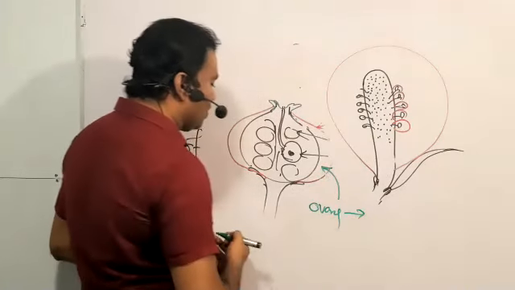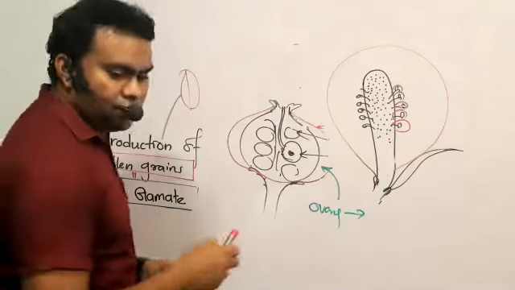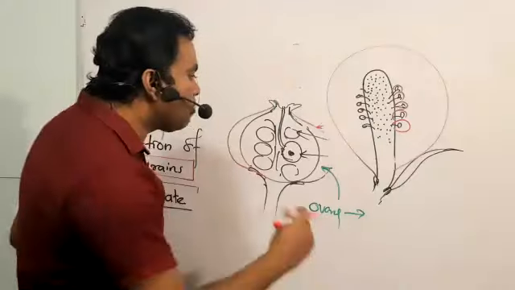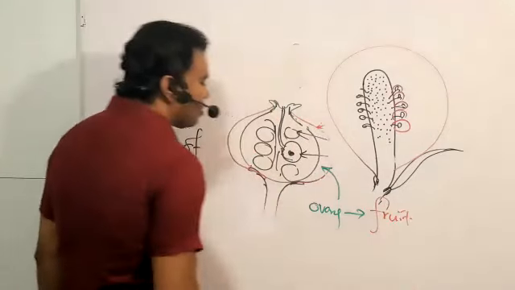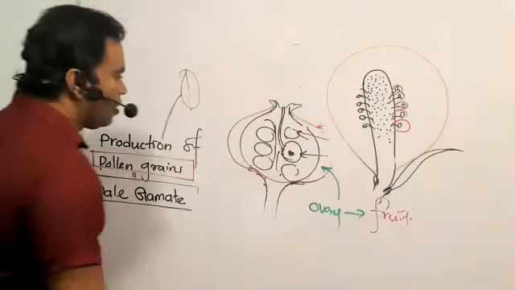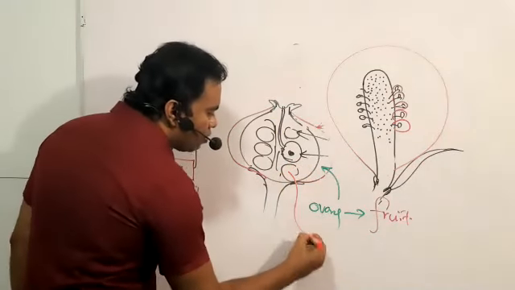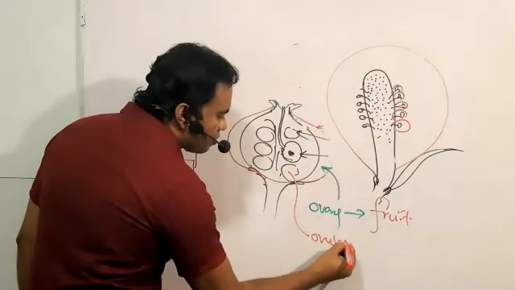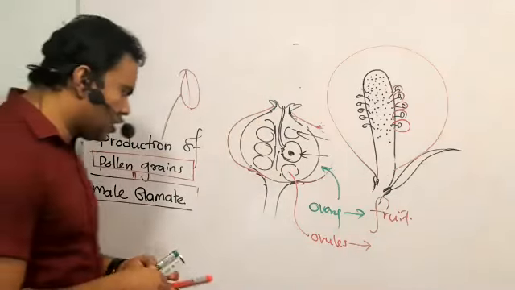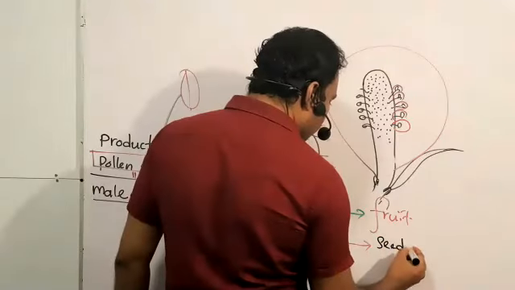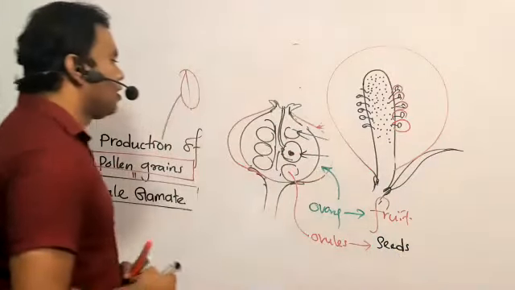So what happens to the ovary after the pollination? It becomes a seed. Ovary becomes fruit. Okay? A fruit. What happens to the ovules after the pollination? They become seeds. Yes, ovules become seeds.